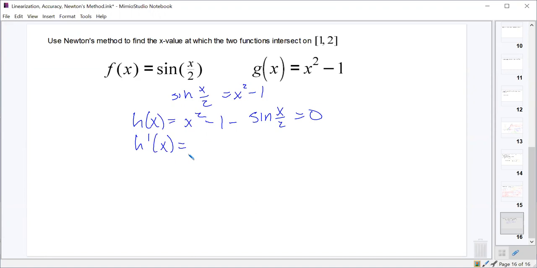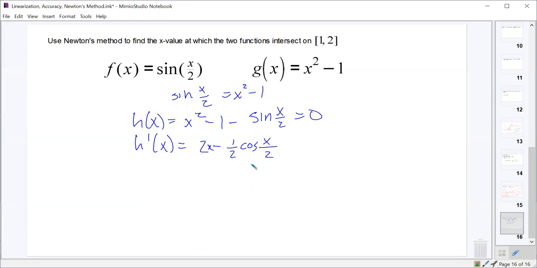Two x minus cosine x over 2. Oh, no. 2x minus, you forgot the chain rule. 1/2. 1/2 cosine x minus 2. 1/2 cosine. My bad. That's okay. Life will go on probably.